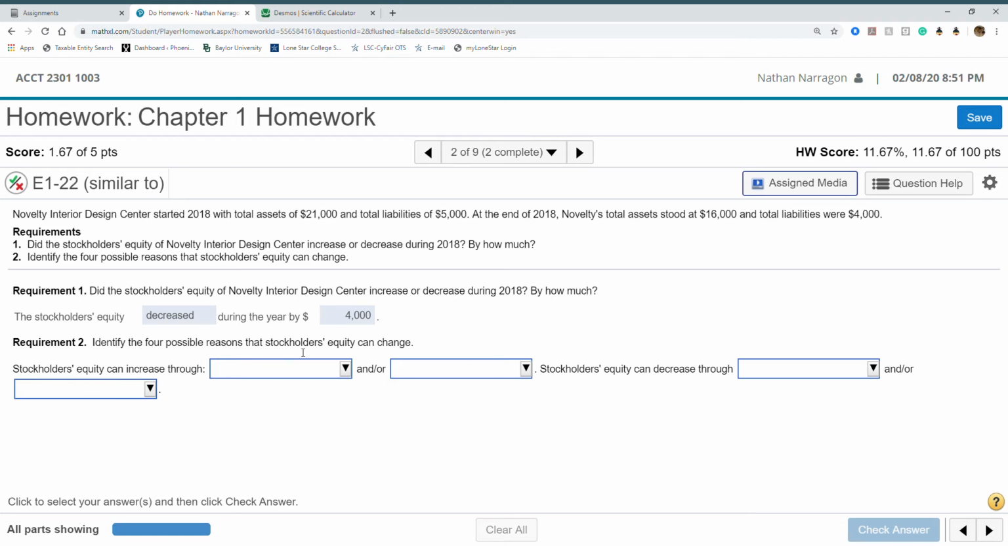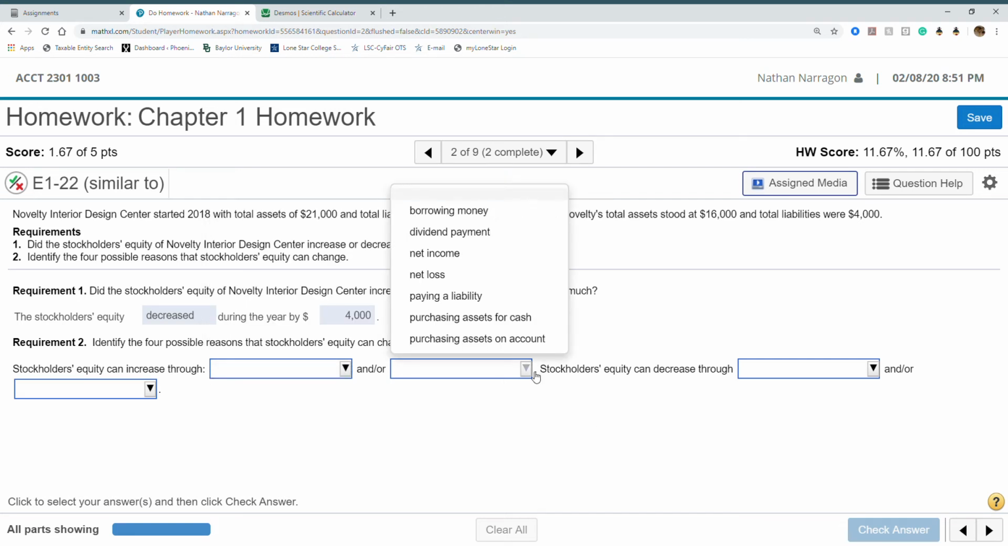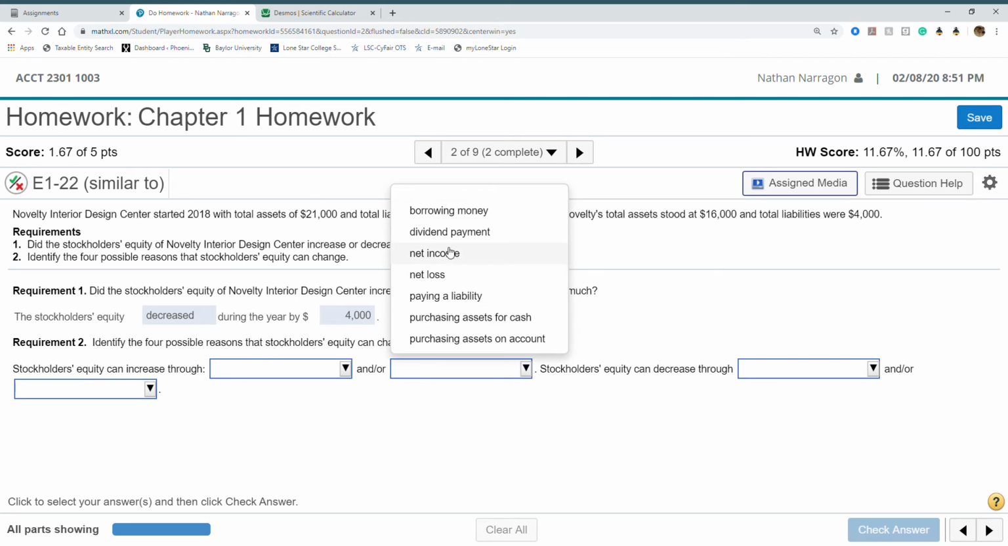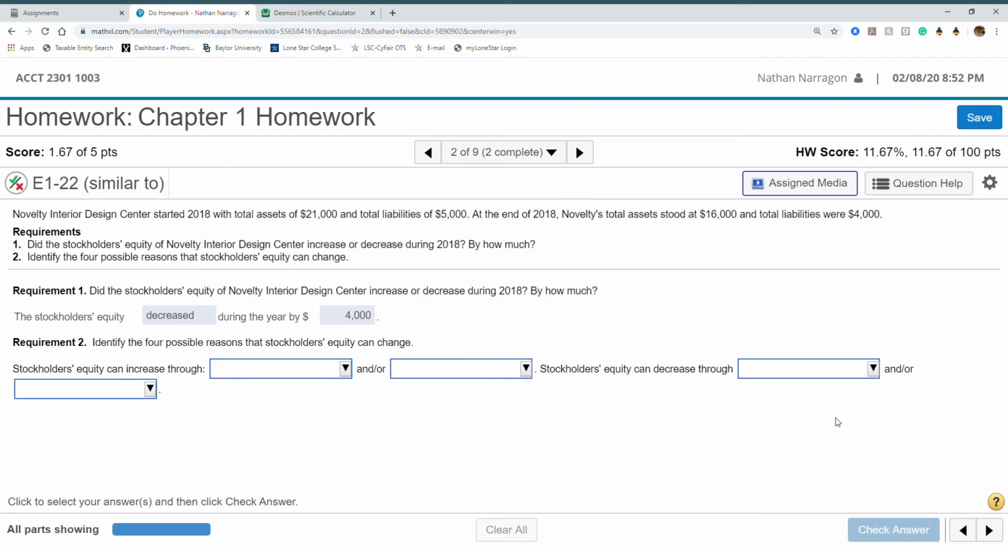So, identify the 4 possible reasons that stockholder equity can change. Stockholders' equity can increase through, well, which one of those would actually happen? I can already tell you, this is a static part, so I actually want to see how you can figure this out. So how do they increase? Well, stockholders' equity increases through a credit. That means we have to look down and see which one would cause a credit. Mostly it looks like whichever one's different, the one that's not the same, that's the one you pick.